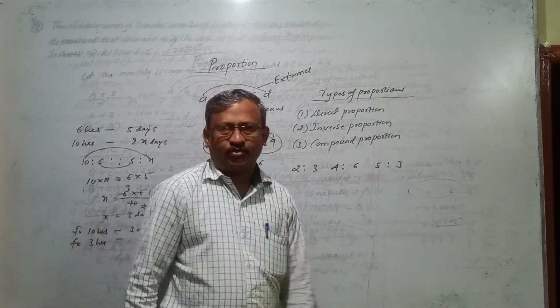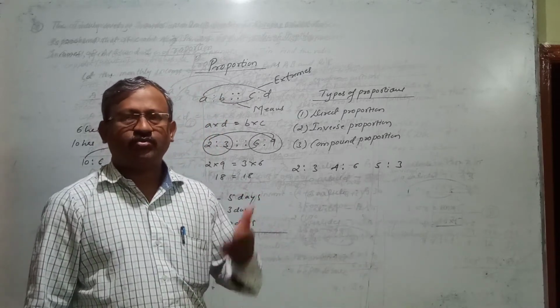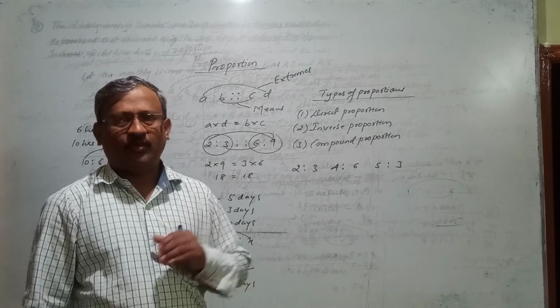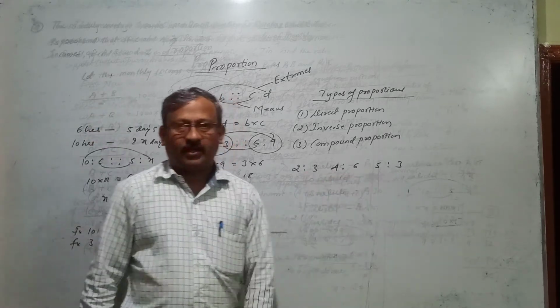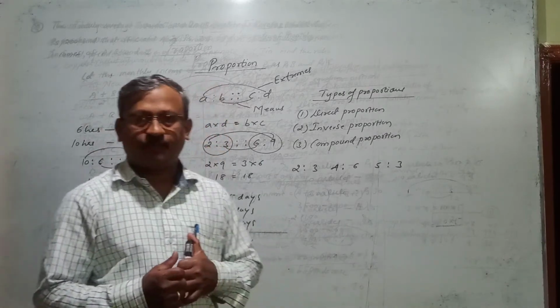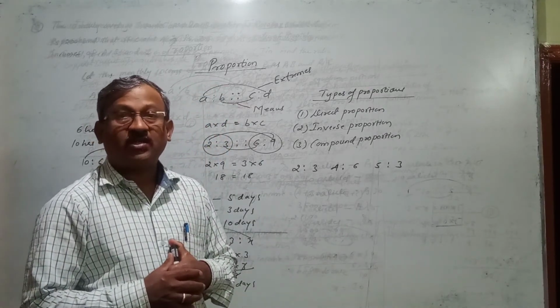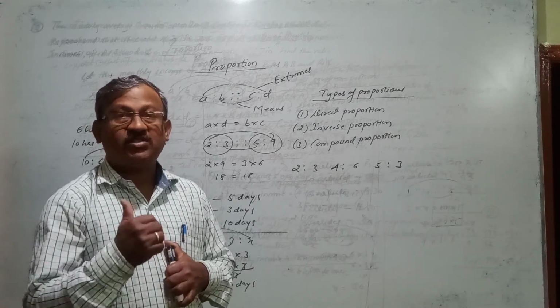Whatever may be the number of ratios, like here I have taken only 3 ratios, there may be 5 ratios, 6 ratios, 8 ratios. Whatever number of ratios are there, we have to convert them into one single ratio. That ratio is called the compounded ratio. So how to convert the number of ratios into one single ratio?